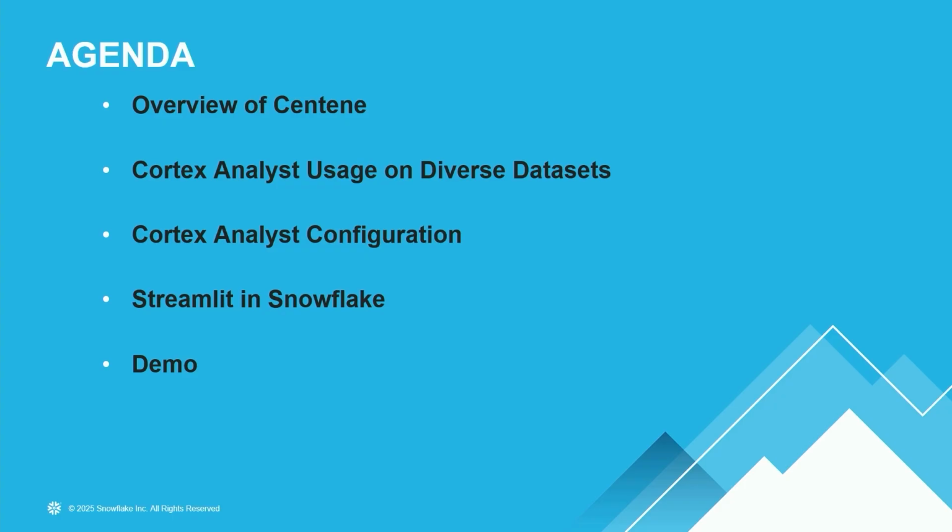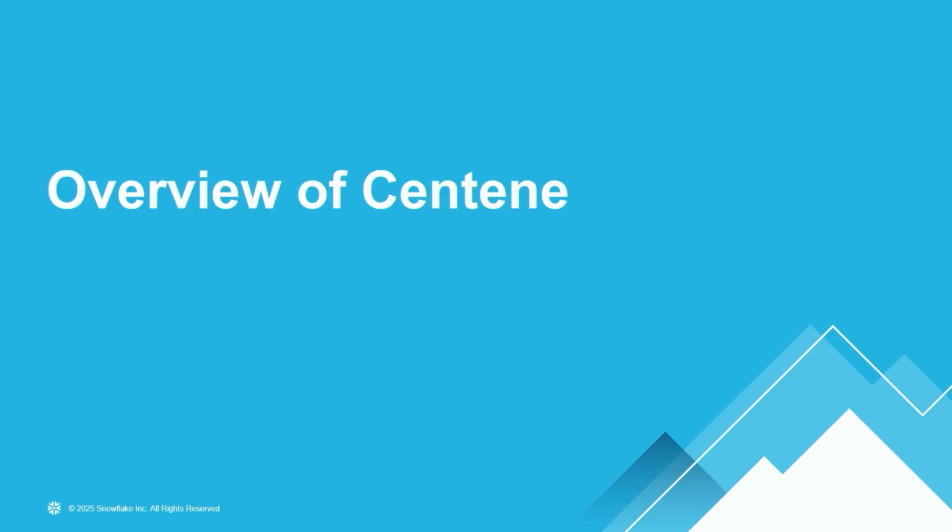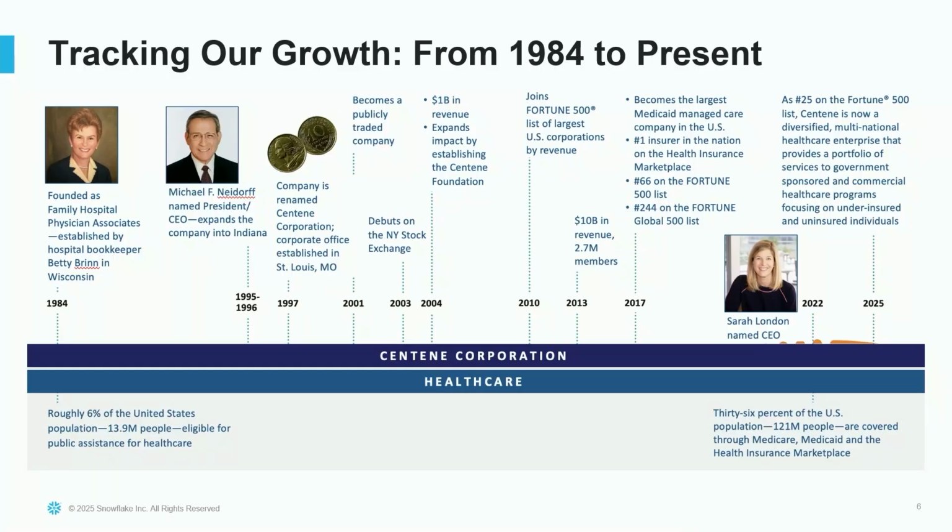Great. To set the stage, let's take a quick look at Centene. Understanding our context helps us explain why our data challenges are so unique. Centene was founded in 1984 in Wisconsin by Betty Brin, a hospital bookkeeper with the mission to improve access to care. Since then, we've grown significantly. Going public in 2001, launching our foundation in 2004, and becoming the largest Medicaid managed care org in the United States by 2017.